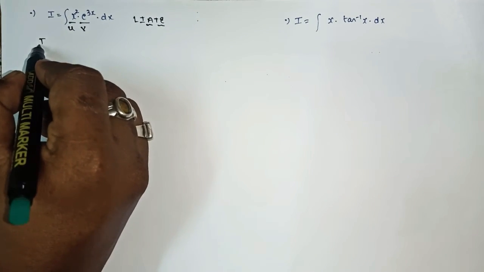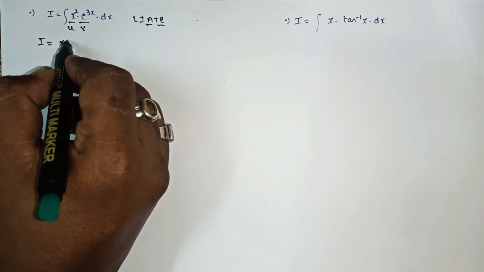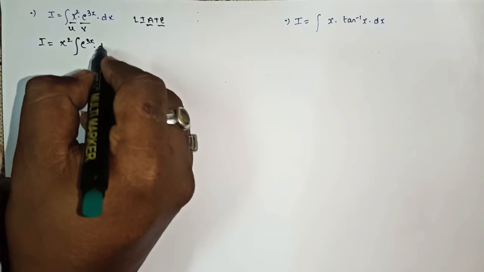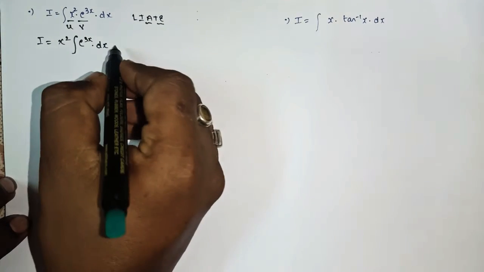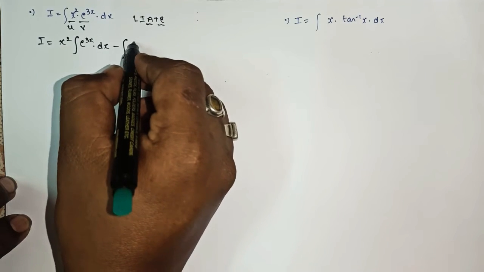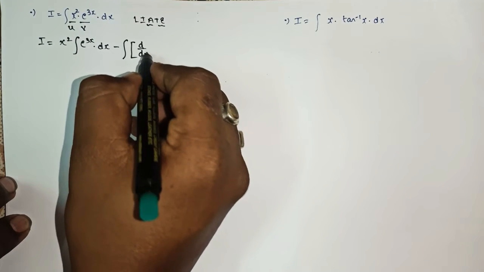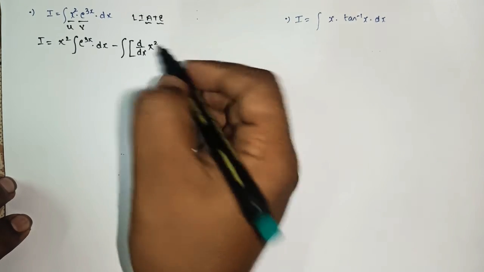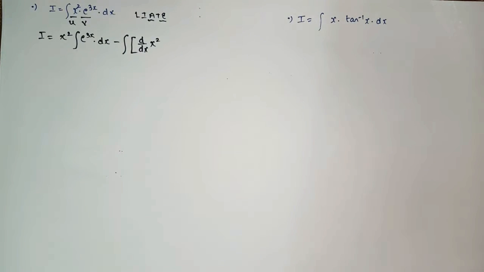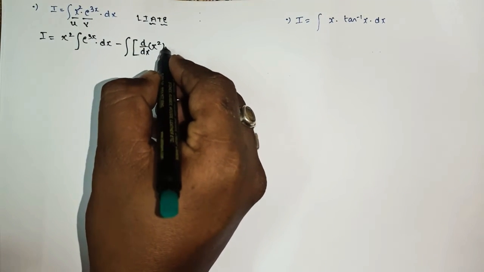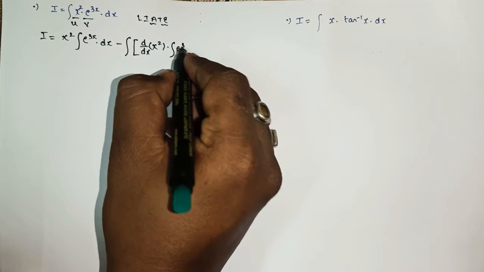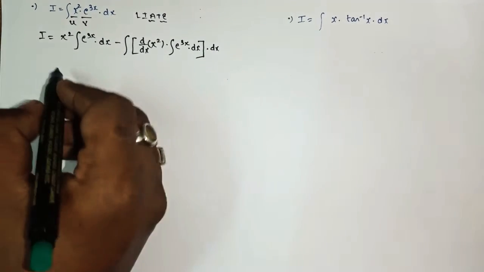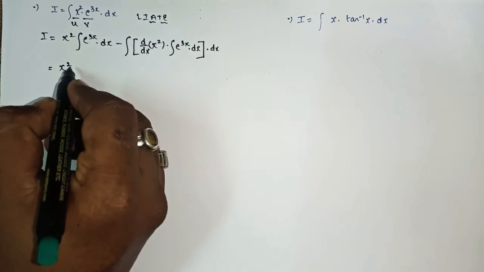So let's begin. I equals u into integration of e raised to 3x into dx, minus integration of the derivative of x square, then the integration of e raised to 3x into dx, bracket close, into dx. Okay, so we'll keep this x square as it is.